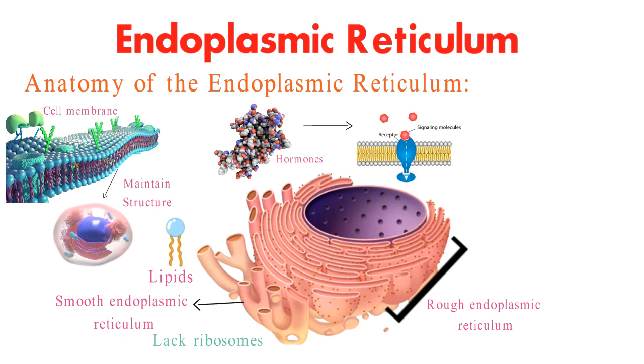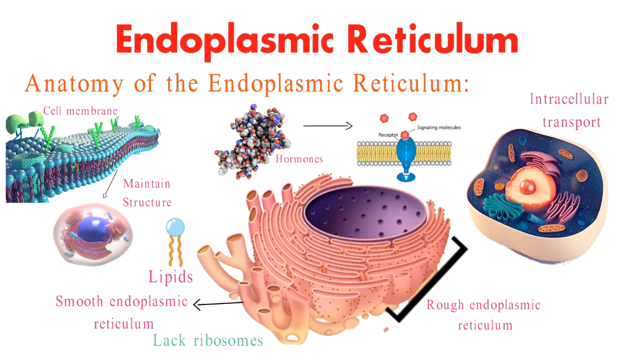Hold on to your seats, because endoplasmic reticulum also plays a pivotal role in intracellular transport. It's like a busy highway network within the cell, allowing materials to move from one part to another in tiny bubble-like structures called vesicles.